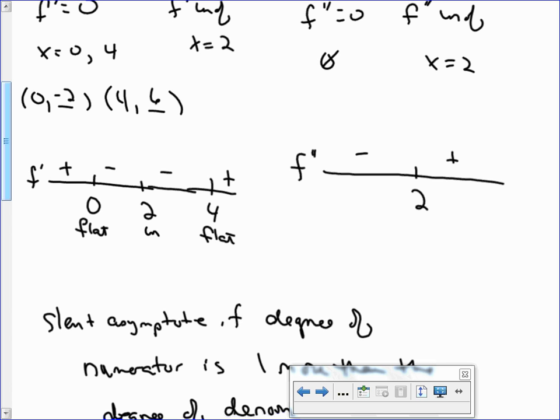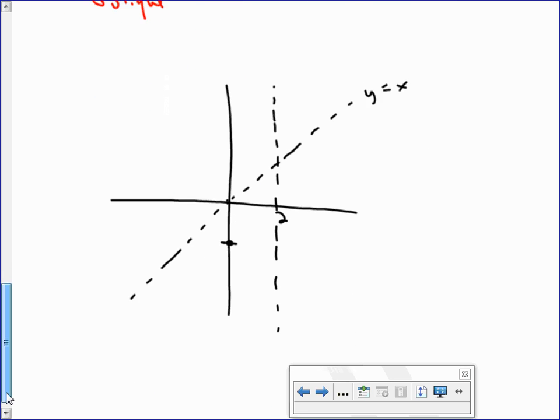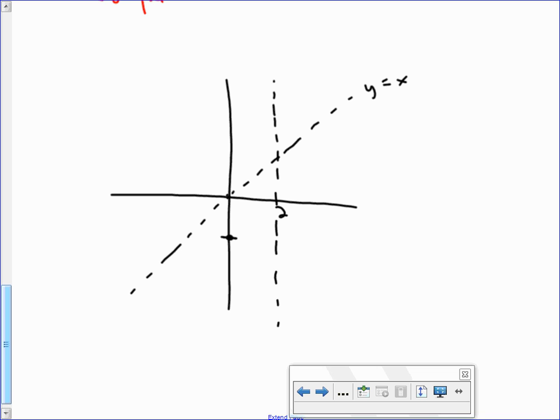And this one is undefined. It helps you to write that in. And go ahead and write those pieces of information in. And at 4, 6, it's also going to be flat. So that's going to be over in here, flat. And that should be enough to tell you what's going on, just because you've seen these graphs before.